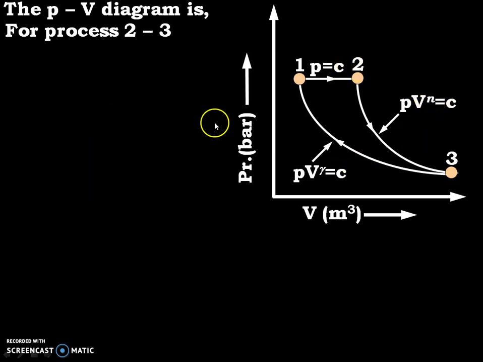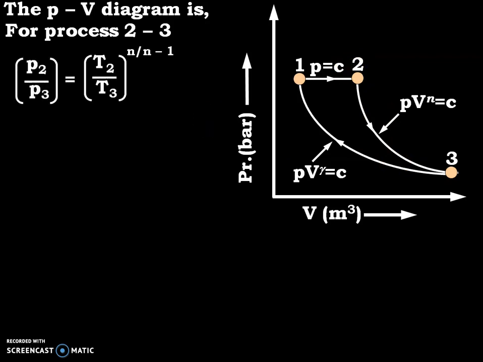Now for process 2 to 3, let us use the equation related to the PVT relationship. So it will be P2 by P3 is equal to T2 by T3 raised to n upon n minus 1. And using this equation, we are required to calculate n. But they have not given us the pressure value. They have given us the values at different points of temperature only. So we have to find out whether we can convert this parameter, that is P2 by P3, in terms of temperature or not.